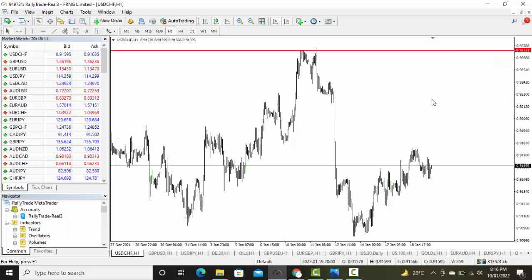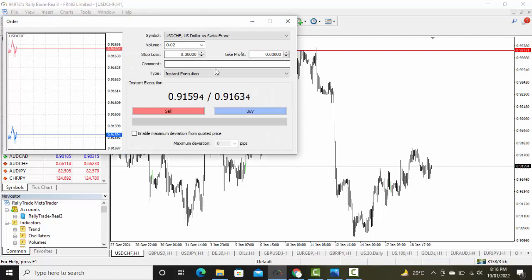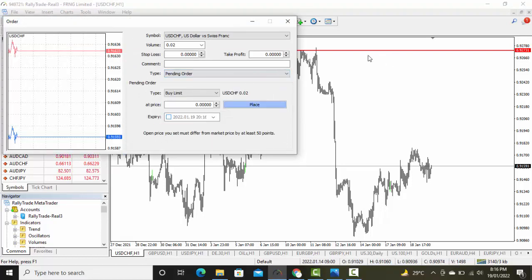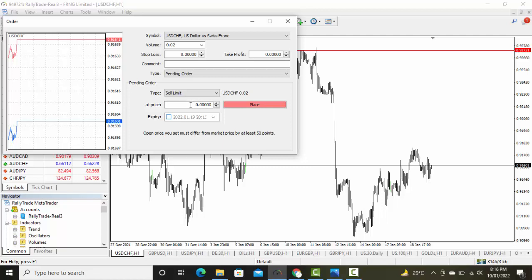So if I want to take advantage of this move to take place in the future, I go to my new order, I pick pending order, and I change the type of execution from what is there at this point in time to a sell limit, since I'm expecting price to trade southward from here. Then it asks me, at what price do I want to sell from?